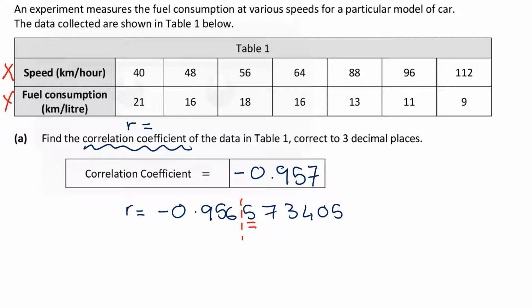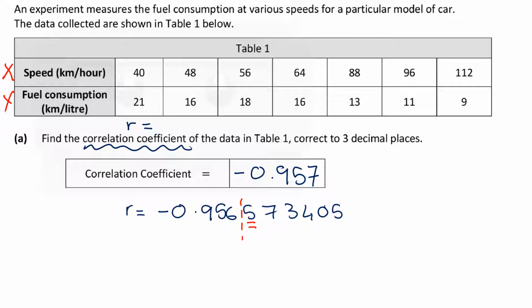So first we type in 40. To put it in the table, we press equals, and then we'll continue down the X. So we'll do 48 next, then 56 equals, 64 equals, 88 equals, 96 equals, 112 equals. And you're down on to row 7.